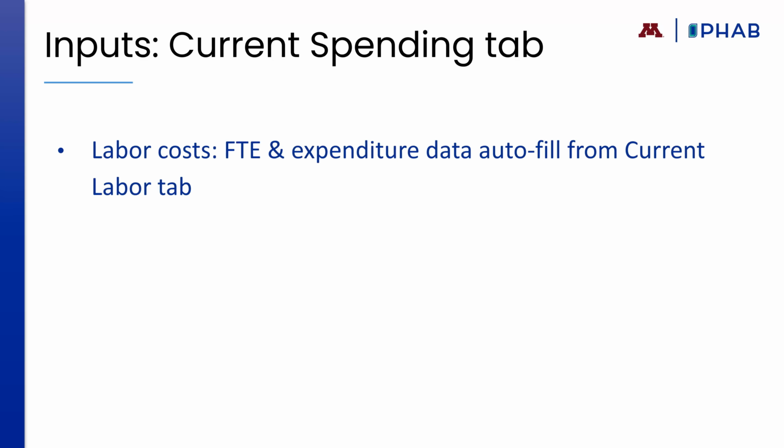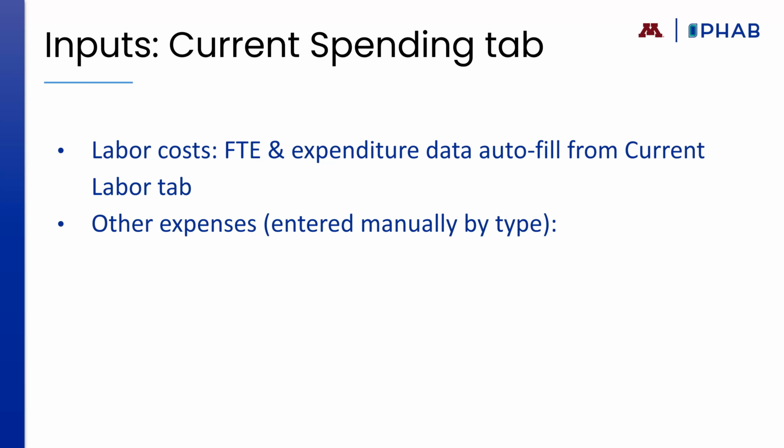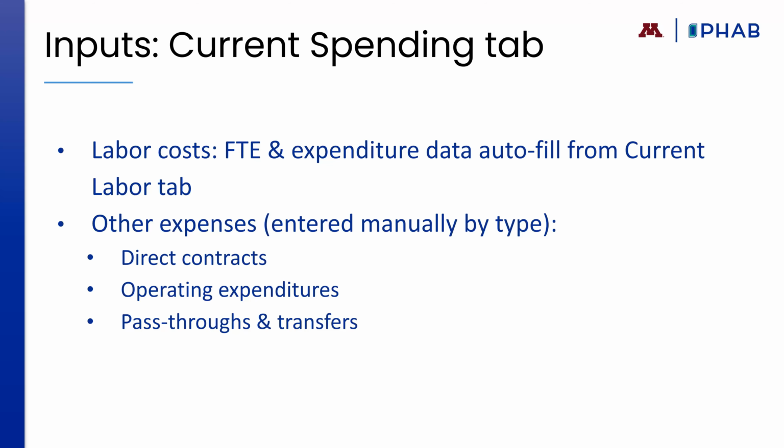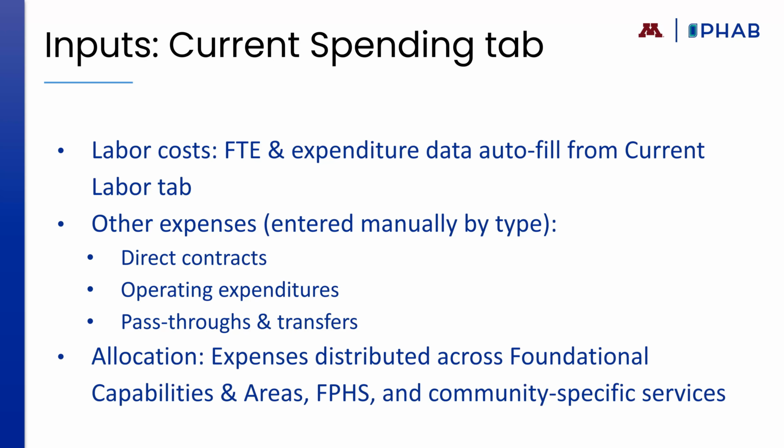Next are the inputs for the Current Spending tab. Labor costs, like labor FTE and expenditure data, autofill from the Current Labor tab. Other expenses, like direct contracts, operating expenditures, pass-throughs and transfers, or capital expenditures, are entered manually by expense type. Each expense will then be allocated across the foundational capabilities and areas, or to FPHS and community-specific services.